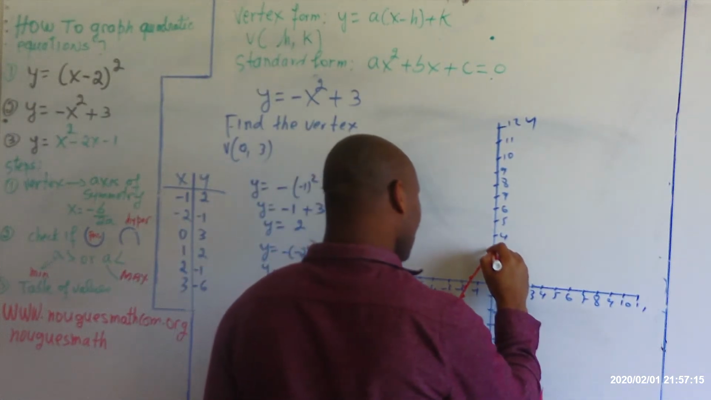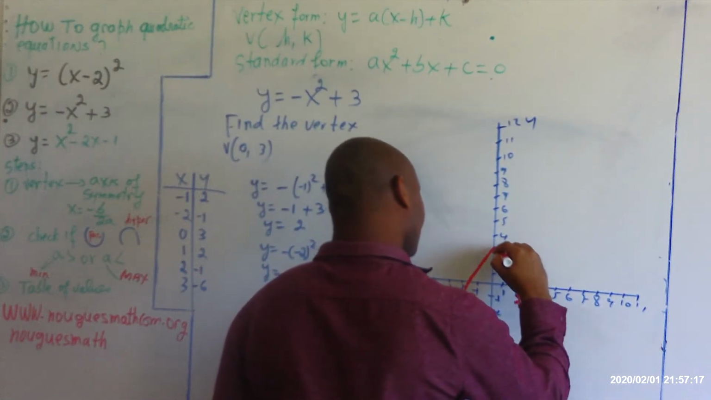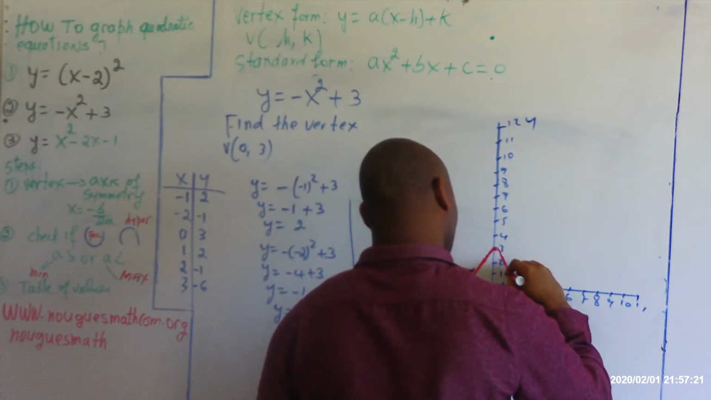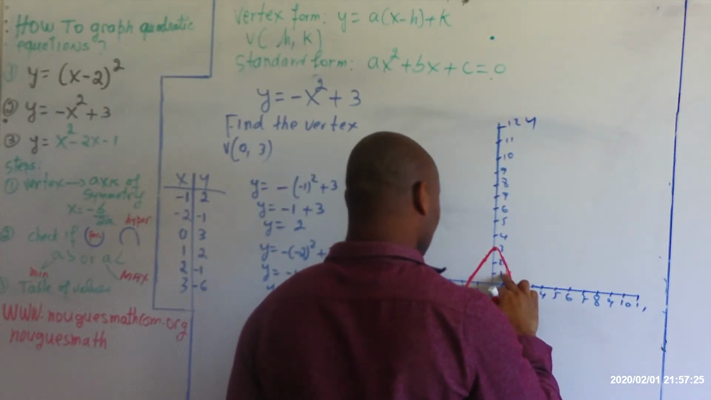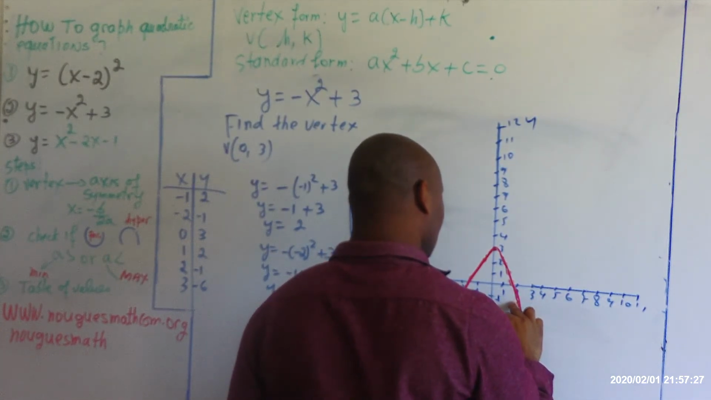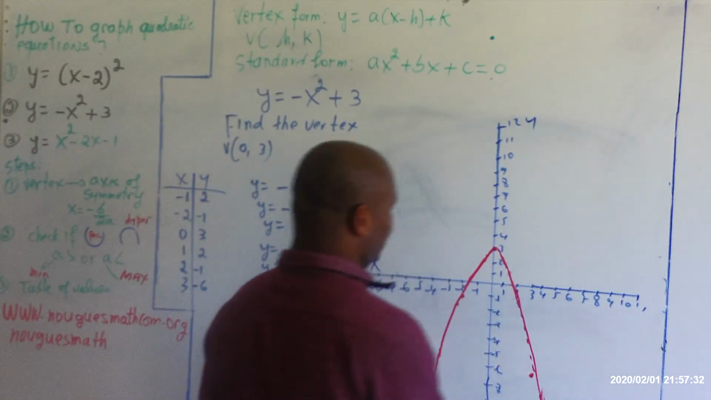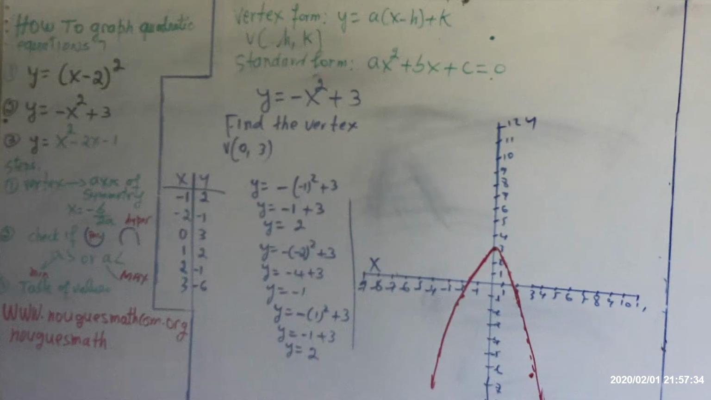Perfect. That's a very nice graph. Very nice. Very nice. Perfect. How do I know my graph is right?